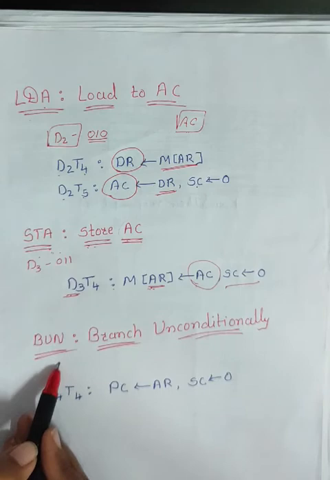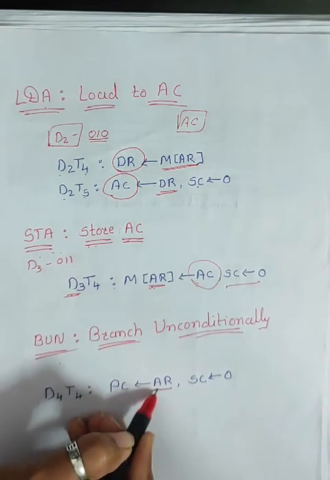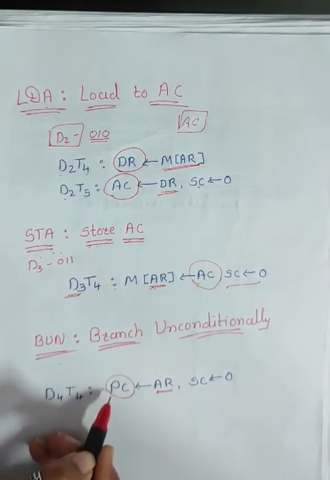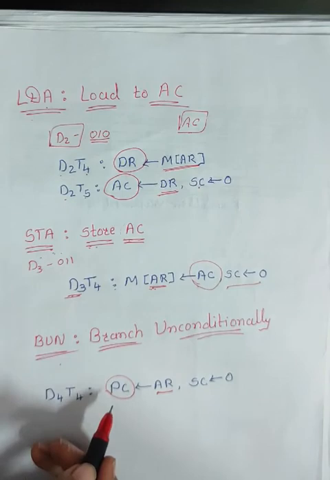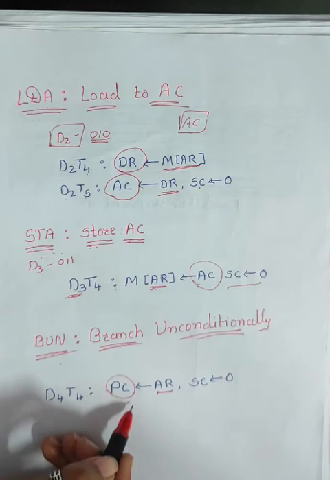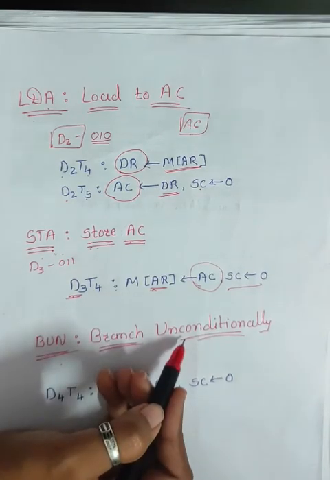So simply, whatever address is available in the address register, we directly give to the program counter. That means the program counter will have that address, and from the next sequence it will go to that address. There is no need to go back again, because we want to branch unconditionally, no condition is there.